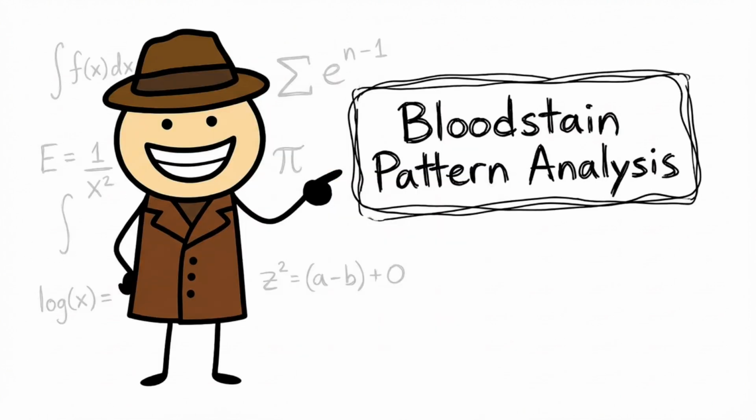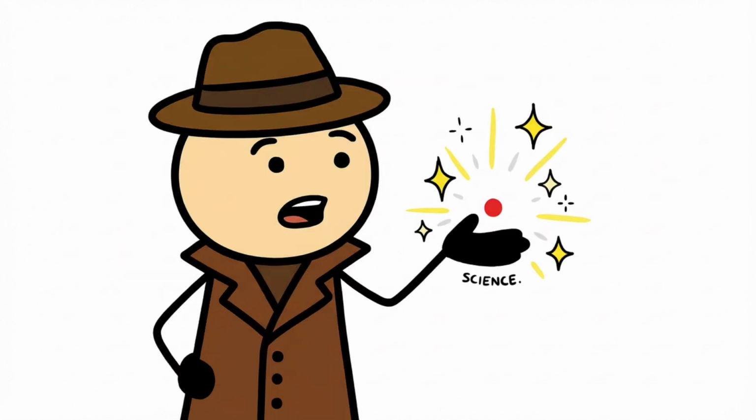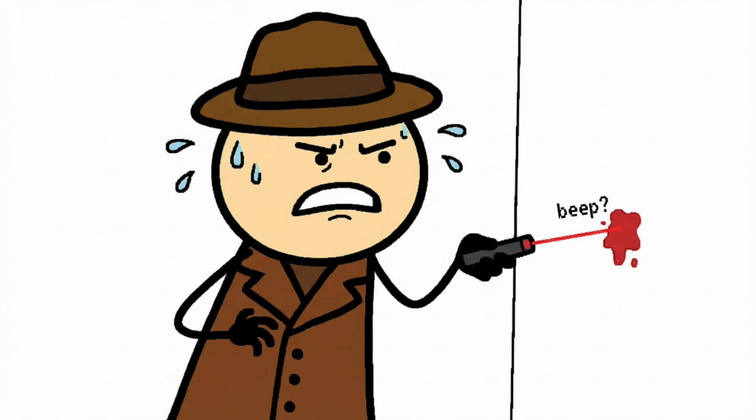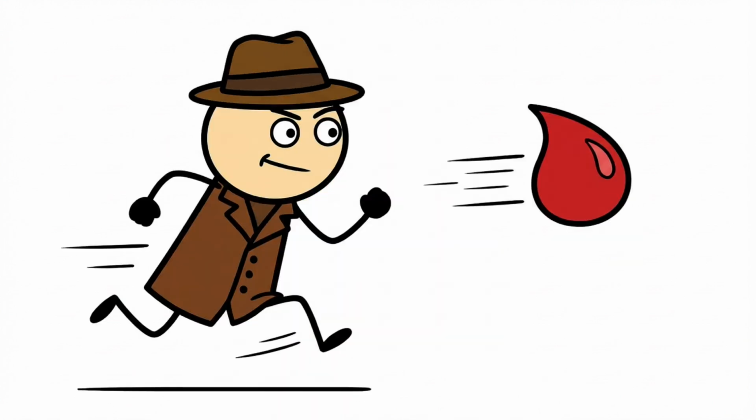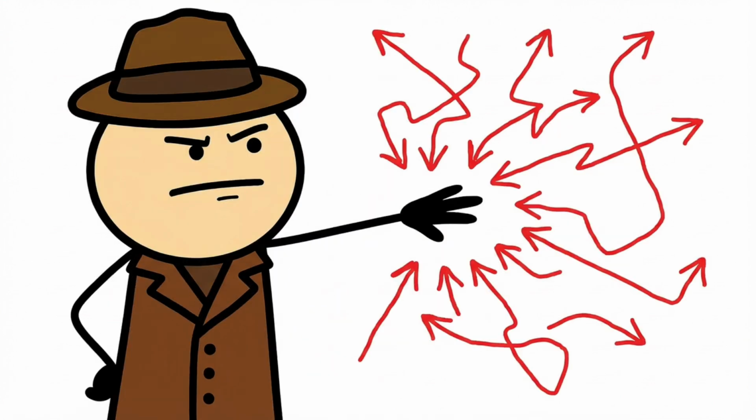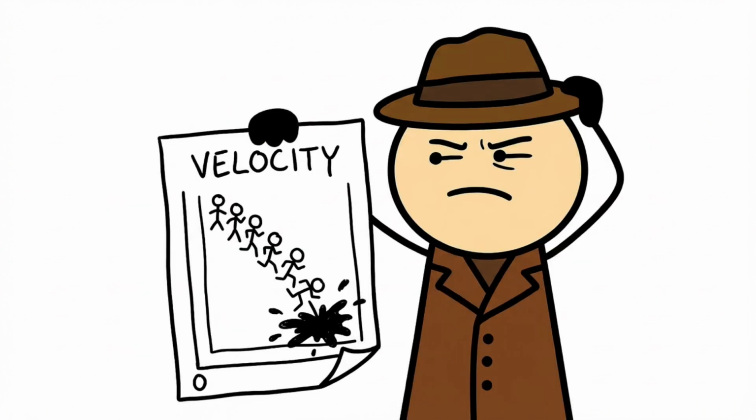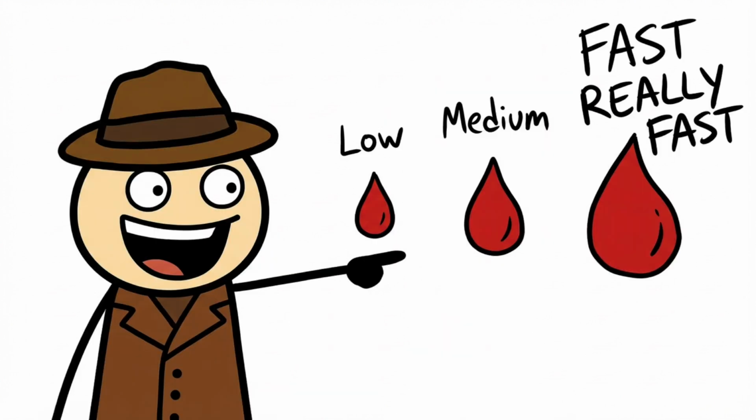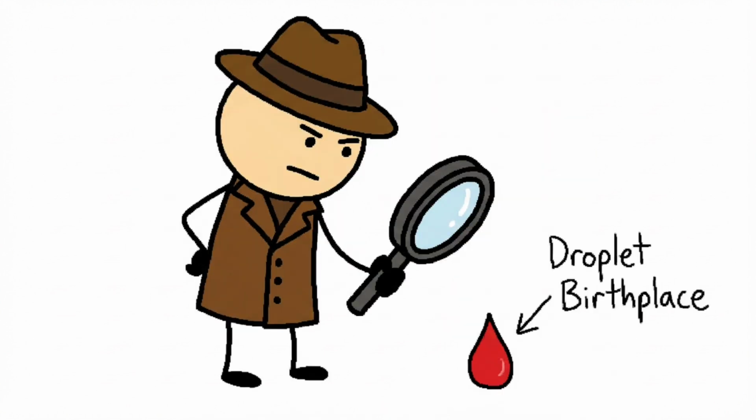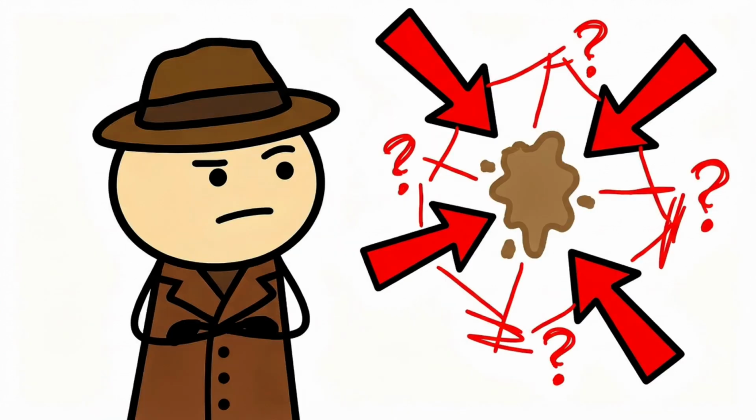Bloodstain pattern analysis, or BPA if you're too lazy to say the whole thing. It's the study of blood drops, spatters, and smears at crime scenes to figure out what happened. When blood leaves the body, physics takes over. Gravity pulls it down. Velocity determines distance. Surface tension keeps drops together. So theoretically, by studying bloodstain size, shape, and location, experts can work backward to figure out where victims stood, what weapons were used, how many times someone got hit, and whether someone's story is complete nonsense.